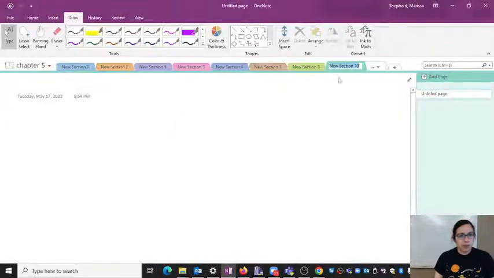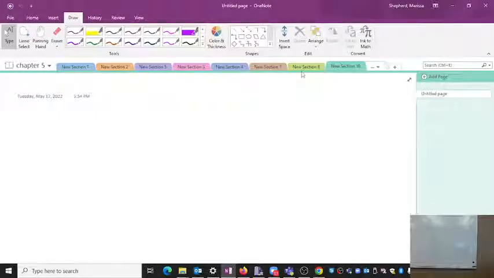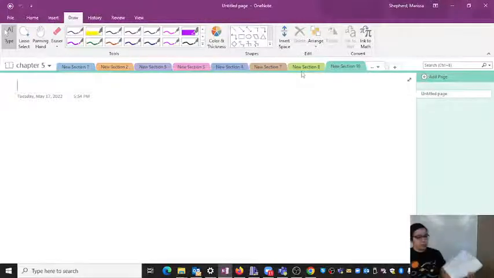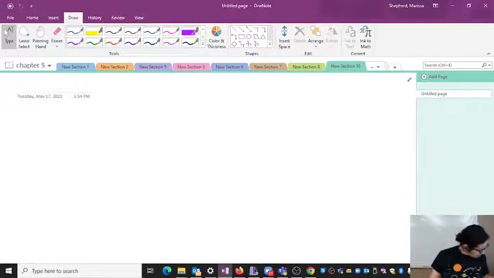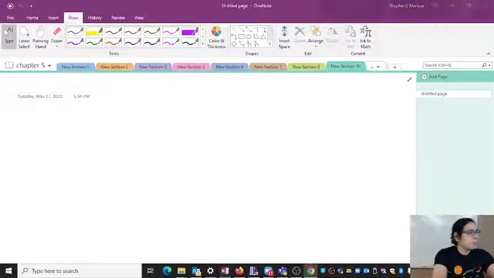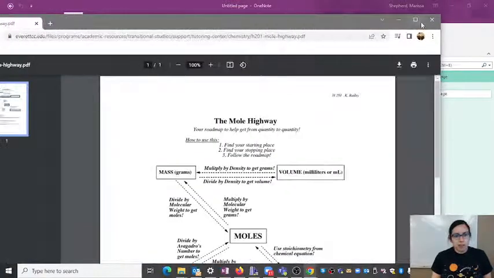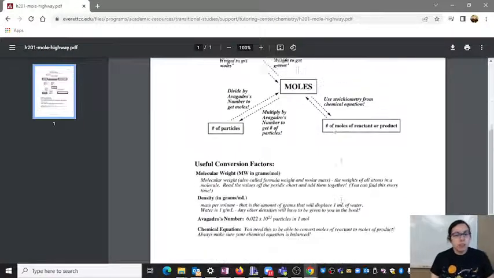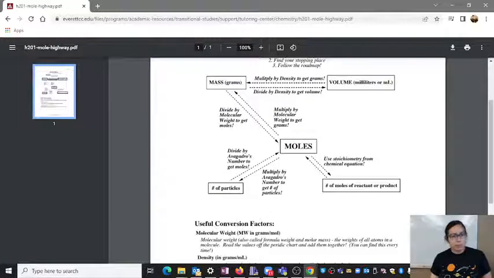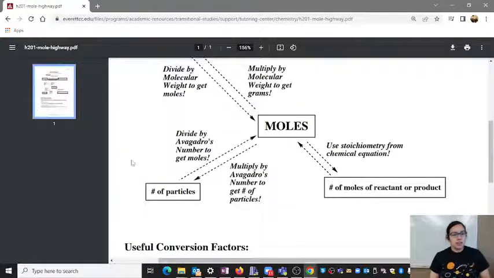One last thing before we slightly switch gears is we didn't talk about moles and Avogadro's number. Hopefully you have your mole highway still. I have more available. You can also pull it up. This is why I highly recommend being really comfortable with your dimensional analysis. The last bit we need to cover is how do we go from particles to moles?